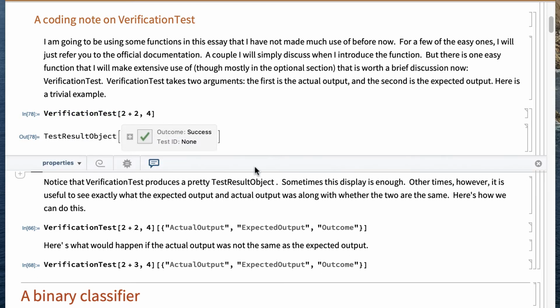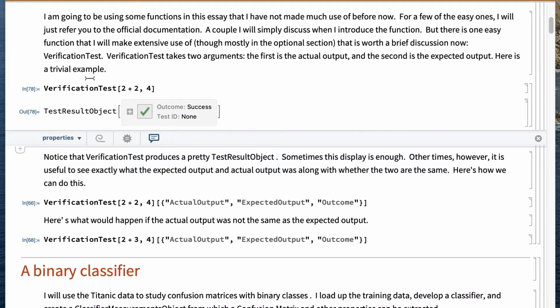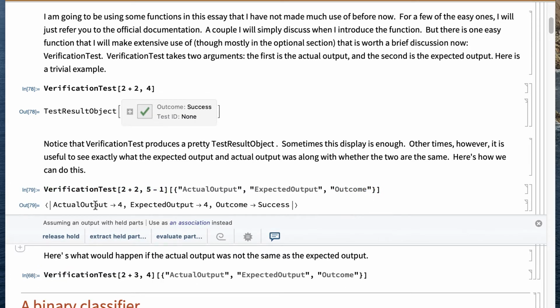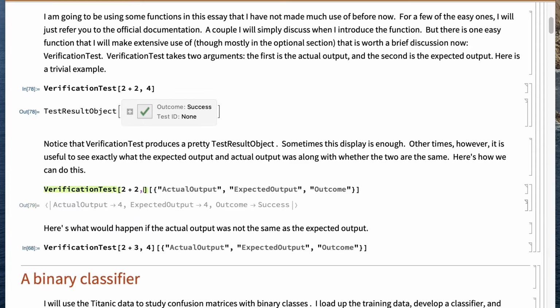Okay? So the other thing you can do, though, is you'll notice that verification test produces a test results object, and like all other objects, we can ask things about it. And so one thing I might want to do is say, hey, what was the actual output? Instead of having 4, I might have 5 minus 1 as the expected output, and so maybe I couldn't compute that in my head, so I want to see what the expected output is, and then I want to see whether the test was successful, that is, whether the two values were the same. So here you see an association in which we see the actual output, the 2 plus 2, the expected output, the 5 minus 1, and whether they're the same, which it turns out that they are.